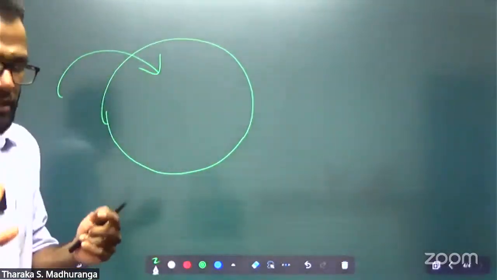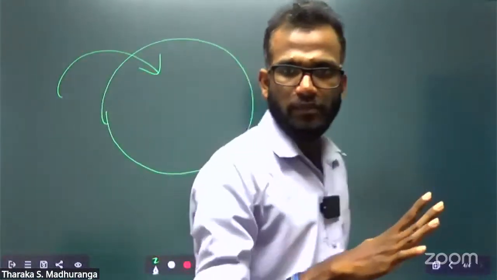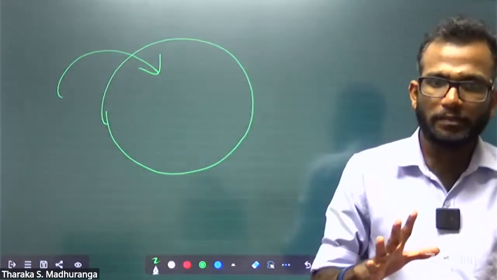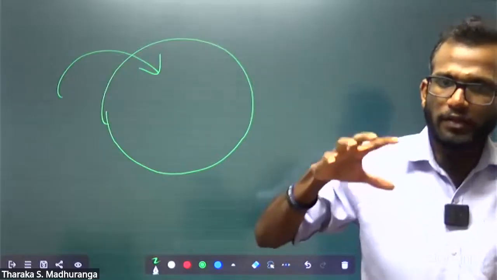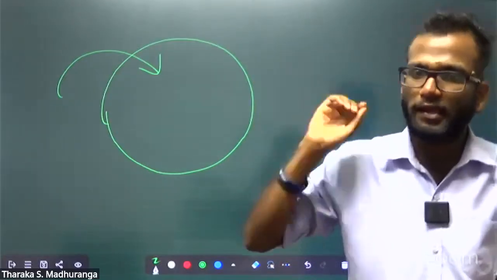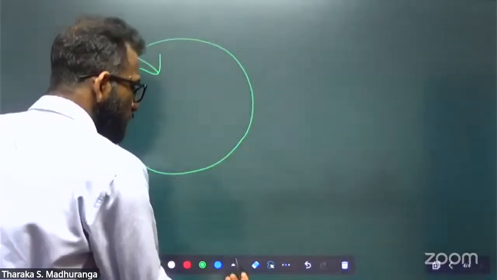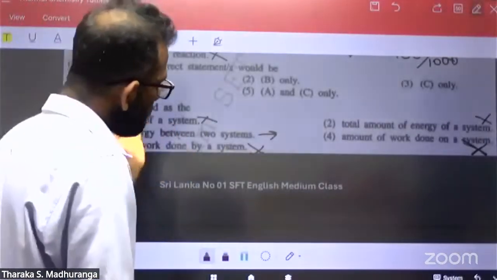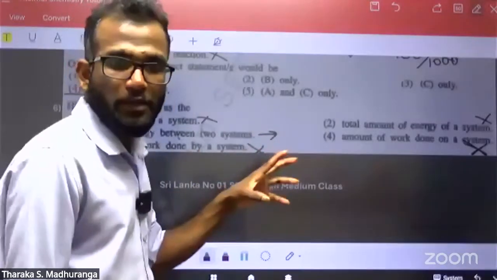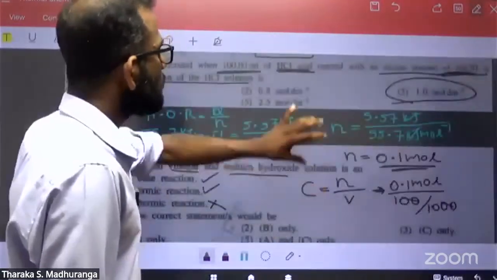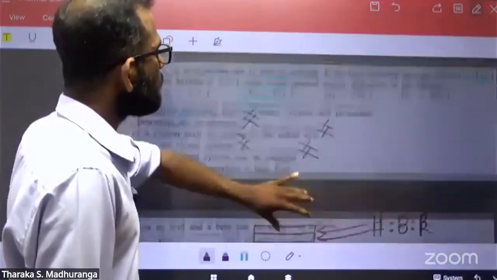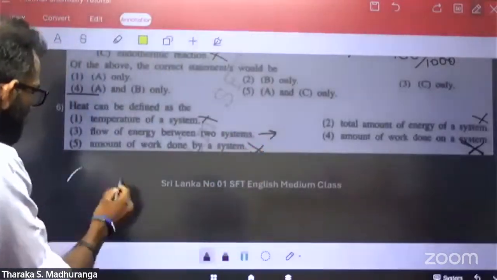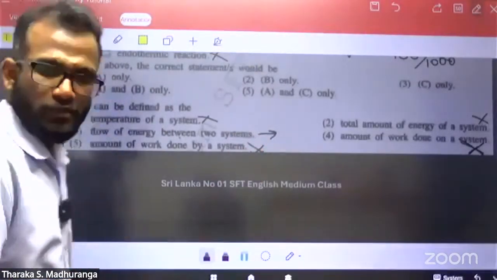The amount of work done on a system, then the energy level of the system is increasing. The final point: the amount of work done by a system, same as the second question, means energy loss.